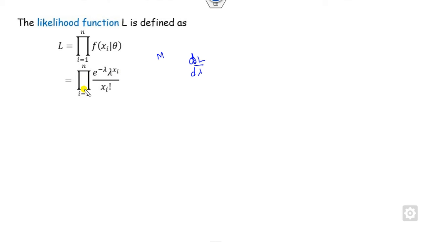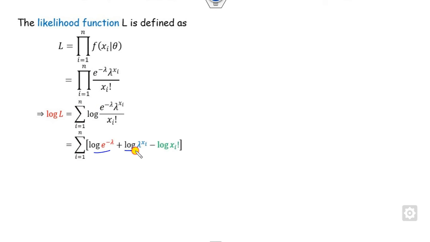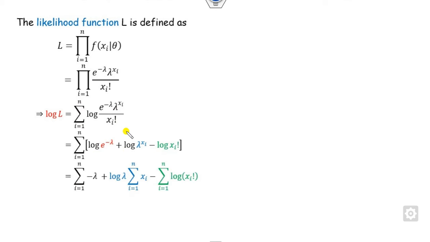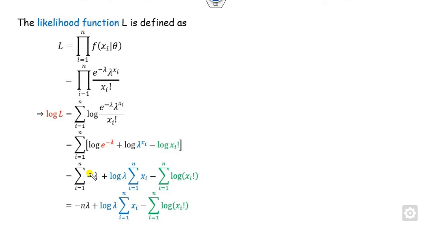Since it is a product form, it's quite lengthy, so we take the logarithm. The product is converted into a summation. Now you can apply the log of a upon b, which can be written like this. Since there is an exponential power, minus lambda can be taken outside, with log of e as 1. Since this is a summation over i, and this is a parameter independent of i, I can write it as n lambda.